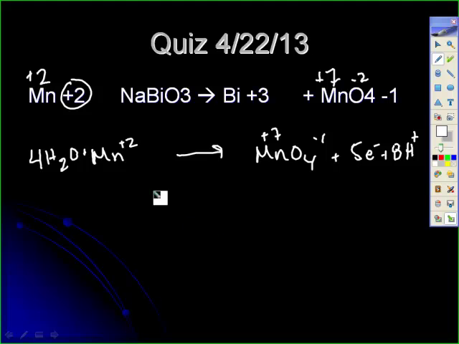For my reduction, the Bi is what ends up being reduced. Over here it is a +5. Sodium is a +1, so that's +6 altogether, and 3 oxygens at -2 make it a -6. So Bi is a +5 over here and a +3 on this side. So my reduction is BiO3 -1.